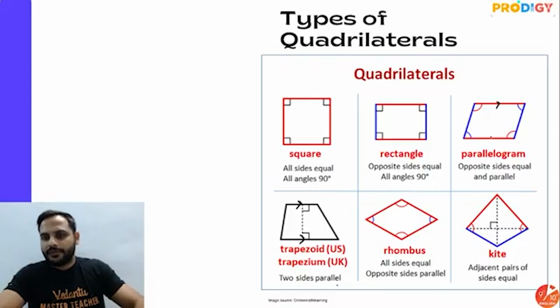Parallelogram, both pairs of opposite sides are parallel. Rhombus, all sides are equal. Rectangle, all angles are equal. Square is all sides equal as well as all angles equal. And kite is the shape in which two pairs of adjacent sides are equal. That will be your kite.